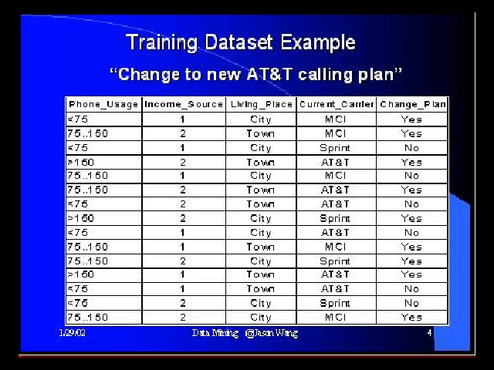And this is a binary classification problem in the sense that you have only two classes. Yes, I want to change to the new AT&T calling plan. No, I don't want to change to the AT&T calling plan. So yes/no classification, which is also known as binary classification. You have only two classes, either the yes class or the no class, and you have no other choices. Is that clear about these class labels? So the yes class could be referred to as the positive class, and the no class can be referred to as the negative class.